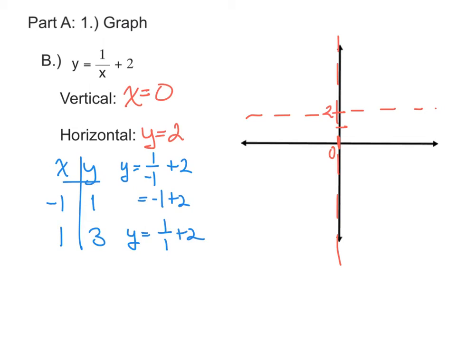Next, go plot those 2 points that we just found. (-1, 1) is right here. And (1, 3) is up here. Now I know which corners the branches of my hyperbola lie in, and I just need to draw them in by drawing a curve that gets closer to each asymptote. And that's a good graph. Let's do it one more time.